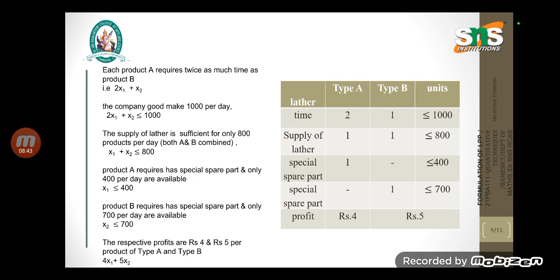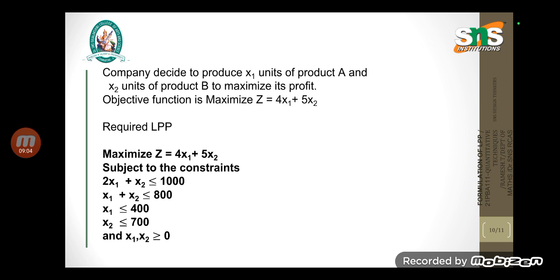So profit is 4 rupees for A and 5 rupees for B. Therefore, 4x1 plus 5x2 is the profit function. The company decided to produce x1 units of product A and x2 units of product B to maximize its profit. Therefore, the objective function is maximize Z equal to 4x1 plus 5x2. So we conclude the required LPP.